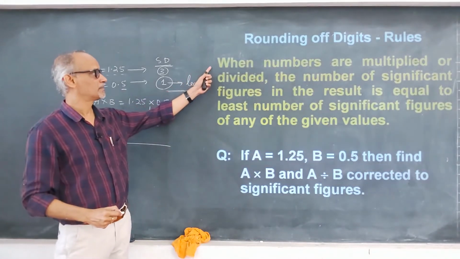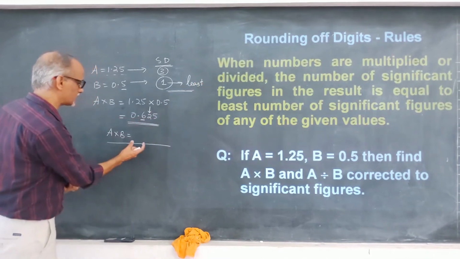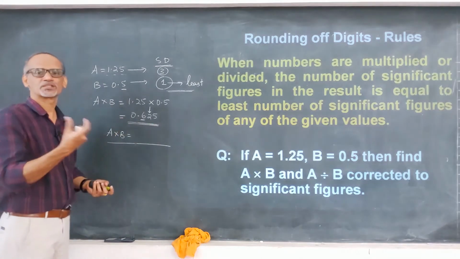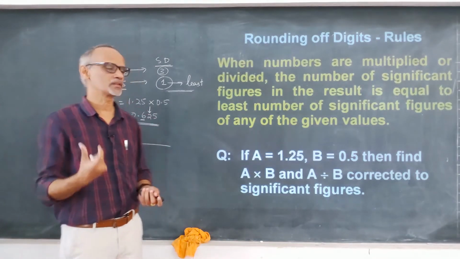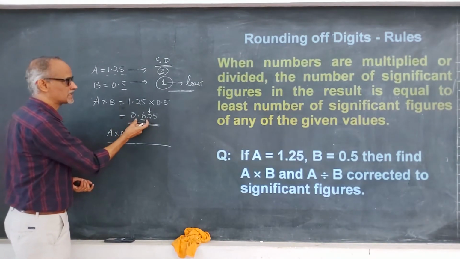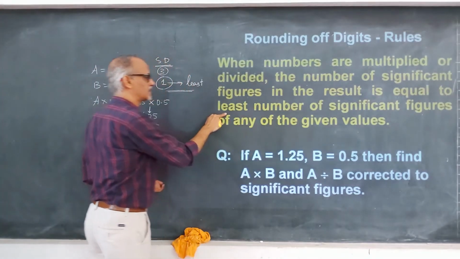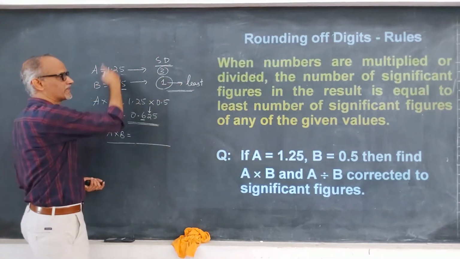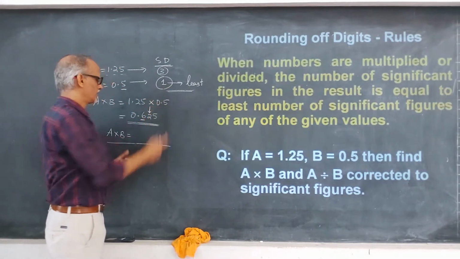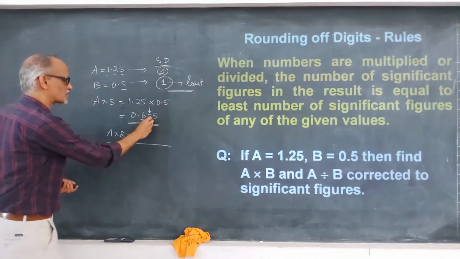The rule is, when numbers are multiplied or divided, the number of significant figures in the result... we got the result, correct. But how many digits to write, how many digits to maintain according to the rule? The rule is whenever we multiply, the result should contain the least number of significant figures in any of the given values. In the given values, the least significant figure is 1. That's why I have to retain only one significant digit. So this is the digit to be dropped.